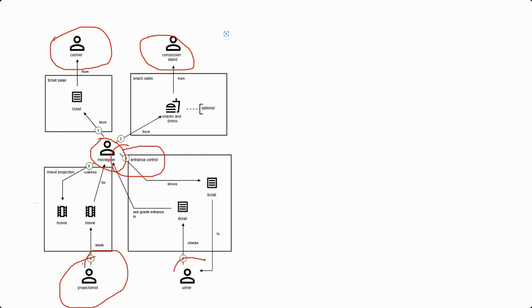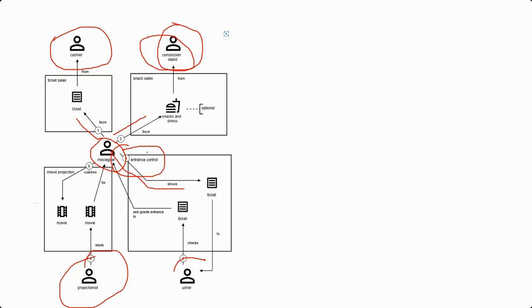Now once we identify all those roles, maybe we could think about what this movie-going customer would do. For example, if I were the customer, I may buy a ticket from the cashier. So that is one action. The second action could be buying some snacks and drinks from the selling counter. Then once I buy all those things, I may go to watch the movie.